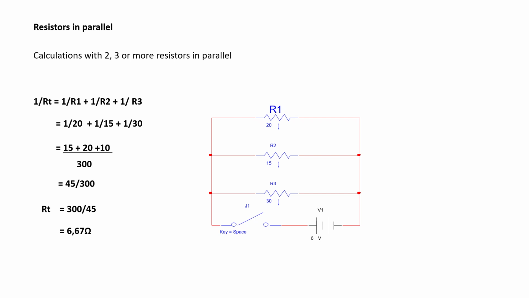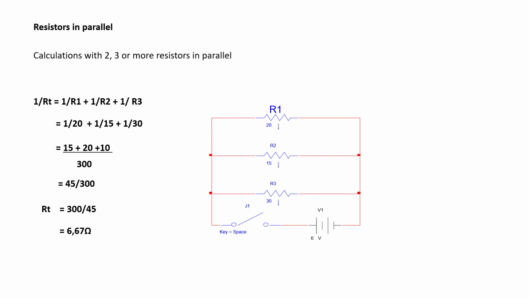Resistors in parallel. Calculations with 2 or more resistors in parallel. Here we have a typical circuit with 3 resistors in parallel. For resistors in parallel, we'll use 1 over R total equals 1 over R1 plus 1 over R2 plus 1 over R3. This equals 1 over 20 plus 1 over 15 plus 1 over 30. That equals 15 plus 20 plus 10 over 300, which equals 45 over 300.